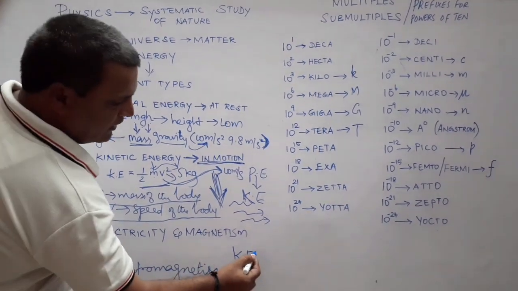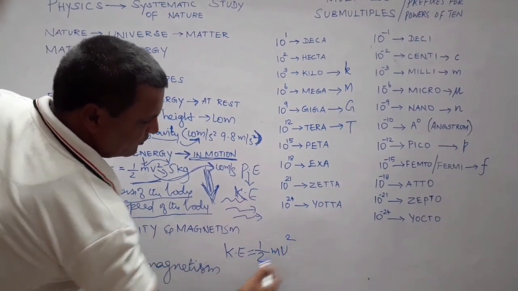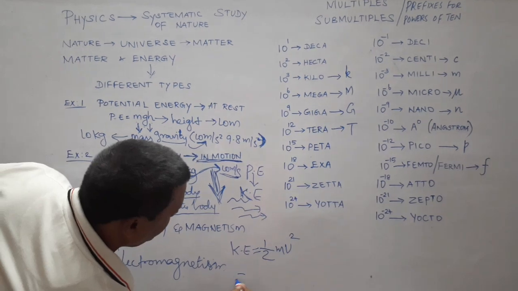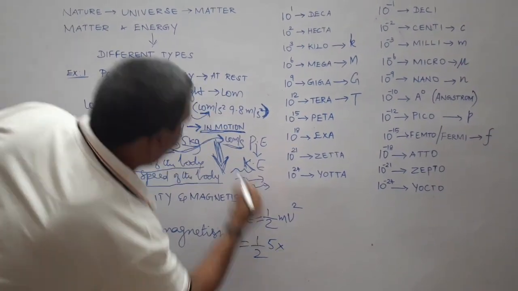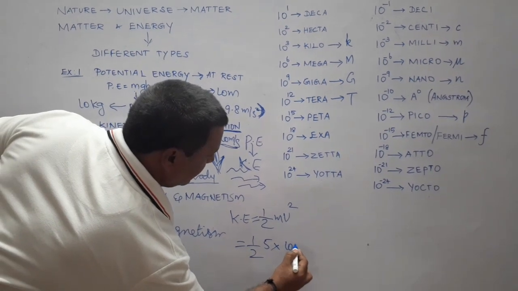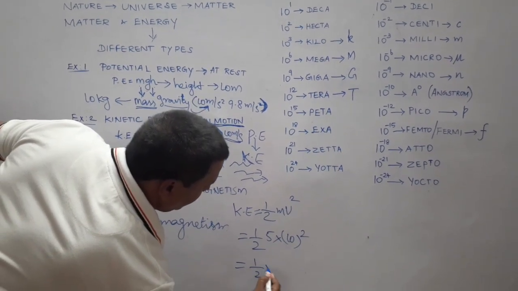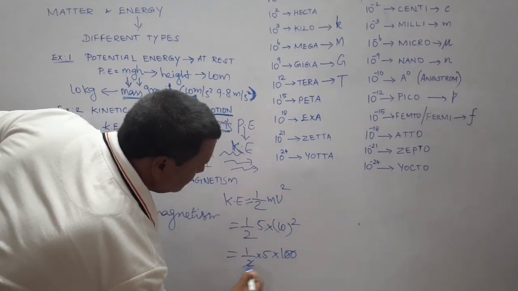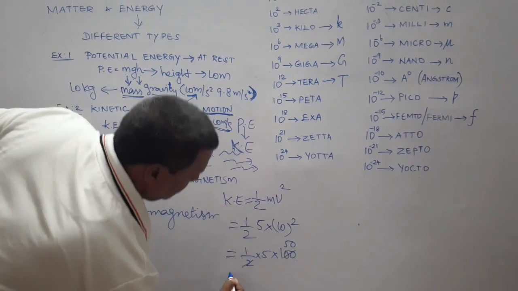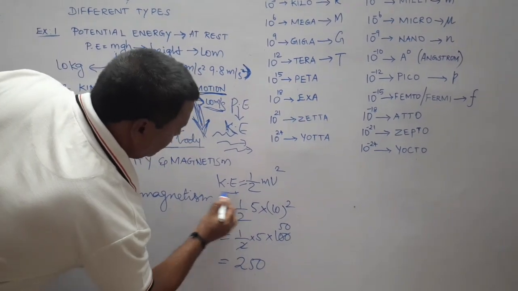So what is the kinetic energy then? We know the formula, half mv square. What is m here? M is 5 kg. V is 10 square. So half into 5 into 10 square. What is 10 square? It is 100. Just cancel it, 50 times. So 5 into 50, 250. Again, this is kinetic energy.